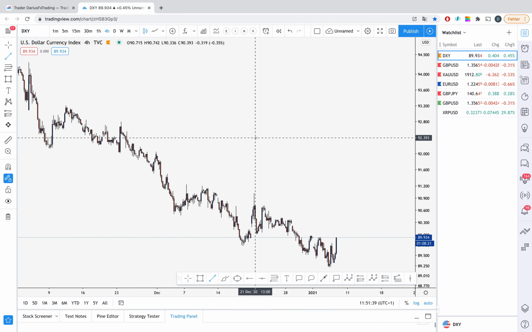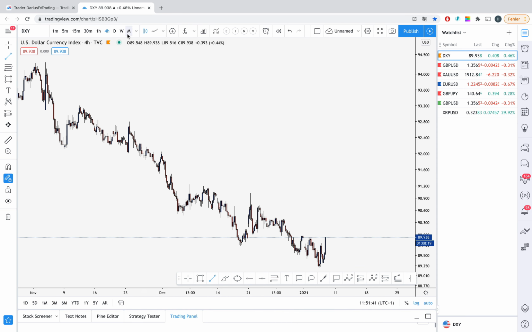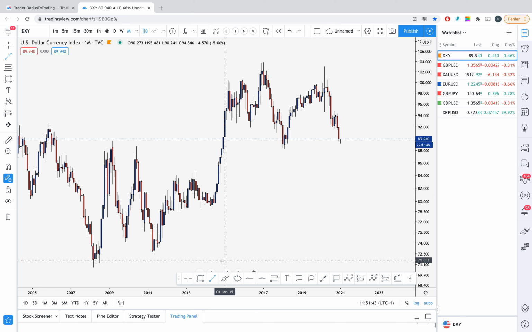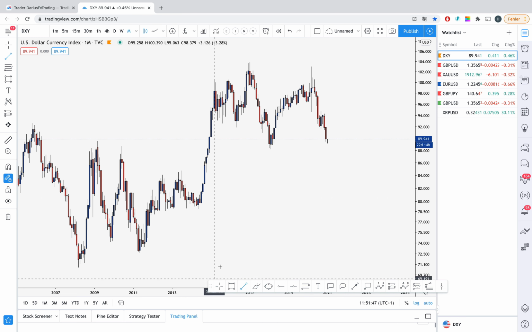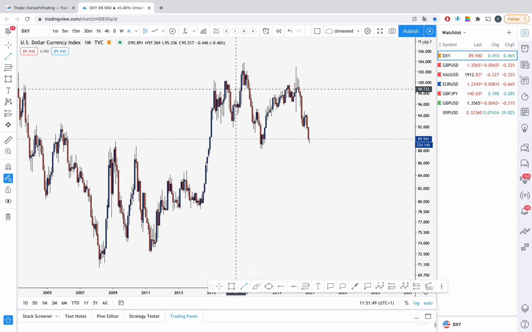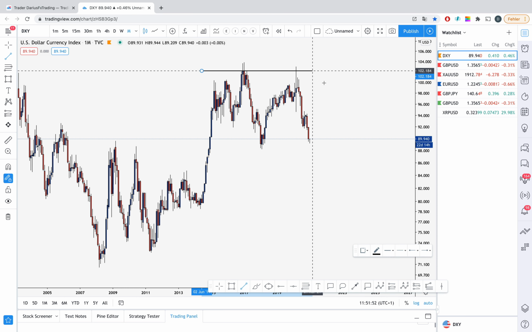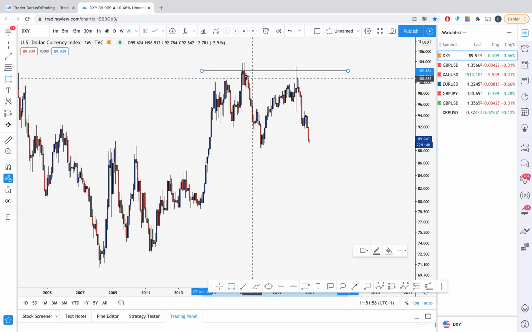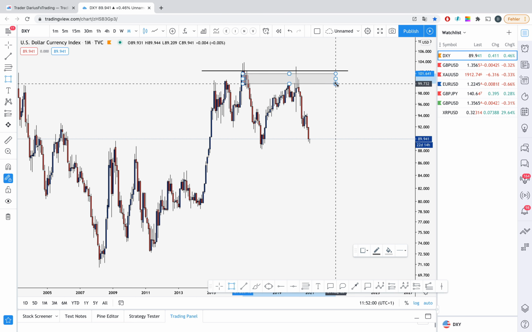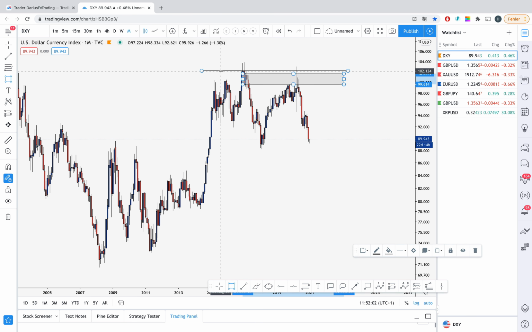So guys, I'm going to go right now straight to an analysis, and I'm going to start off with the DXY. Now on the DXY, if you already follow me for a long while, you will already know that I'm super bearish. The reason why I'm super bearish is based on market structure, based on support resistance, and based on supply demand.